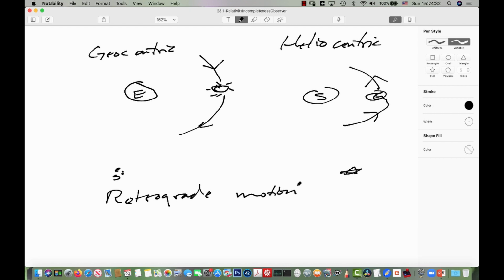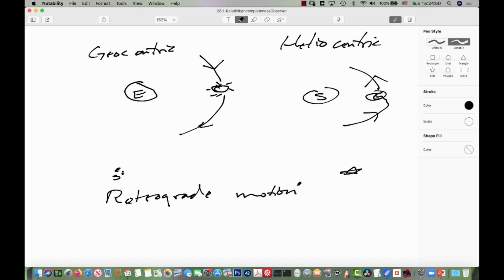Now, in fact, that's actually where the name planet comes from. It comes from the Greek word for wanderer, and it's referring to the fact that these planets would wander in the sky. That was the retrograde motion.